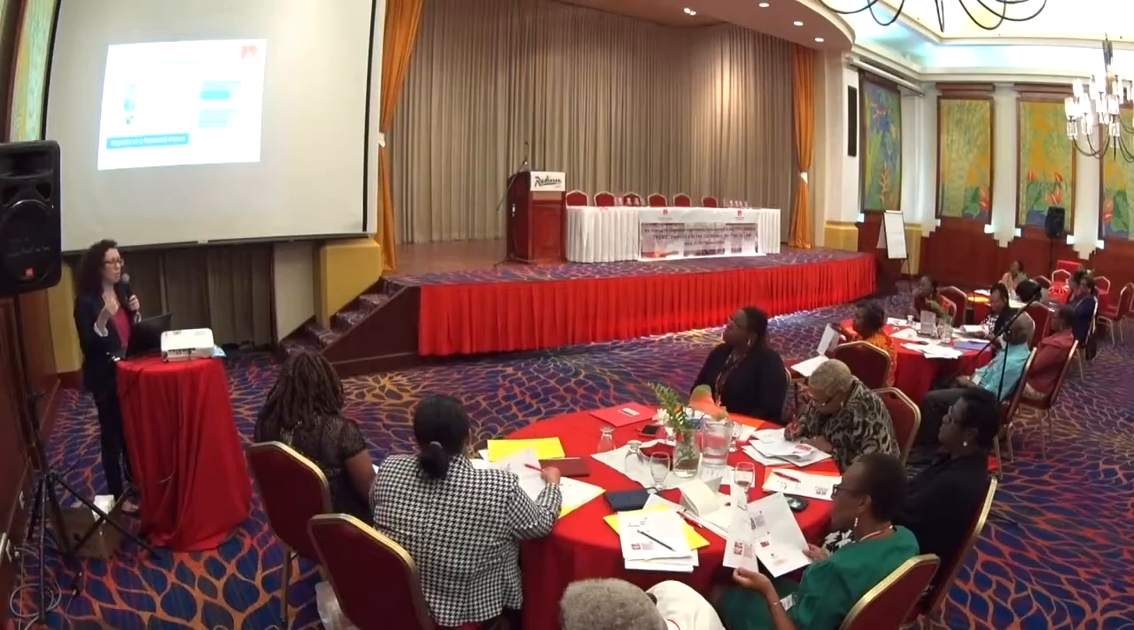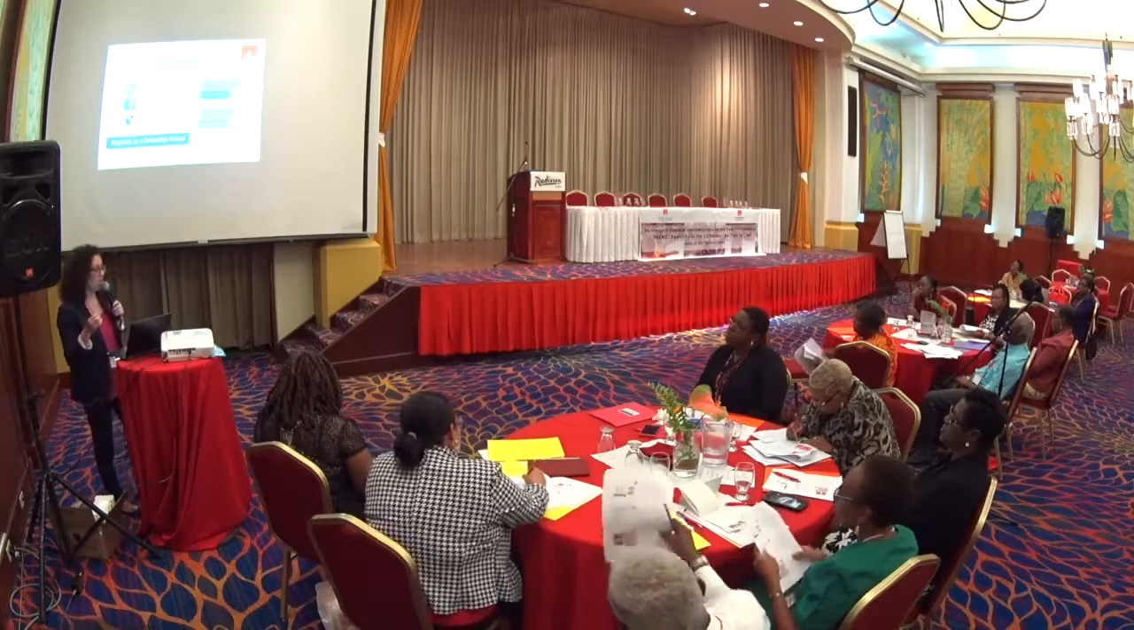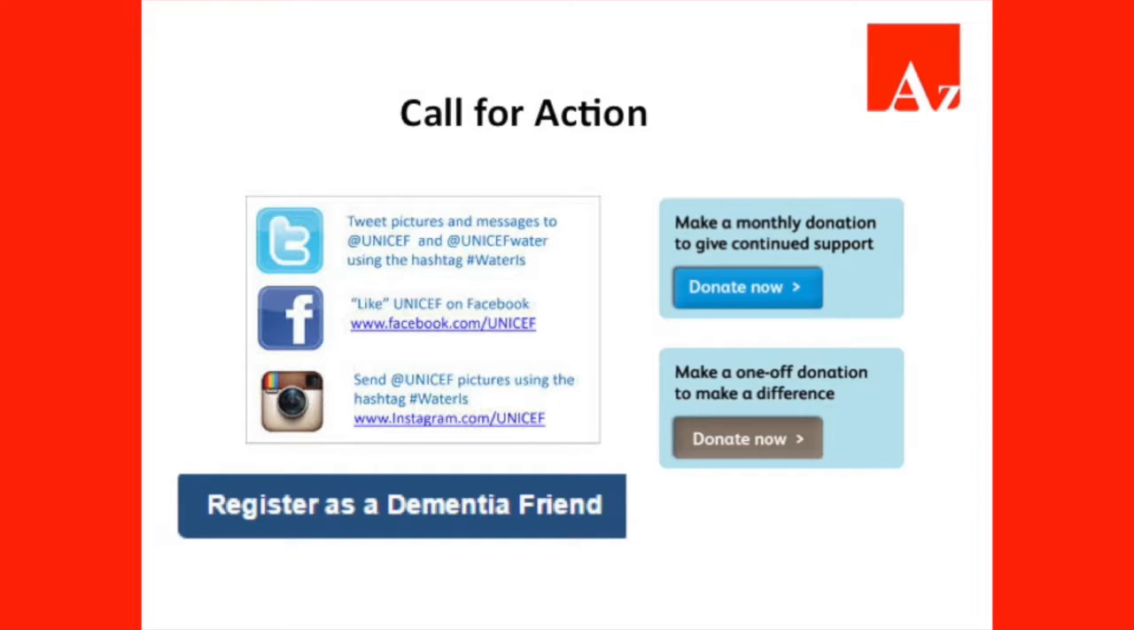It's really, really powerful. And of course, as I mentioned before, awareness campaigns always end with a call for action. In marketing, a call for action is a very clear statement where we ask people to do something. You can ask people to do something on social media, as UNICEF is doing: tweet their pictures, send their stories. You can ask them to make a donation, to register as a dementia friend, to be volunteers, or to give you their email, whatever you think is relevant for the purposes of the campaign you are doing.